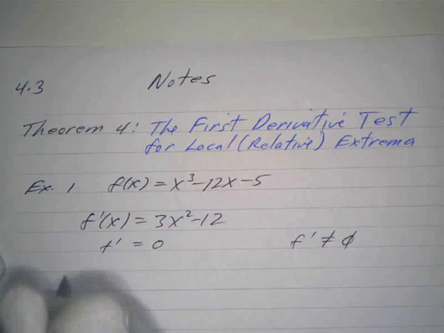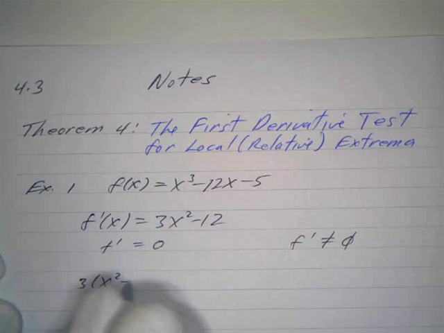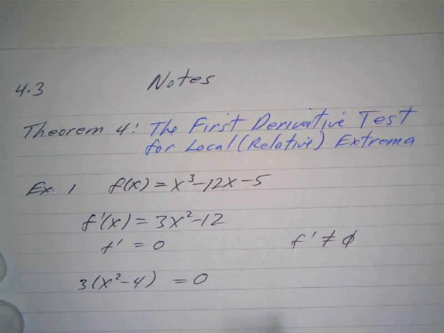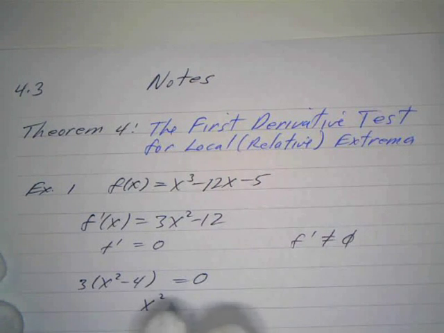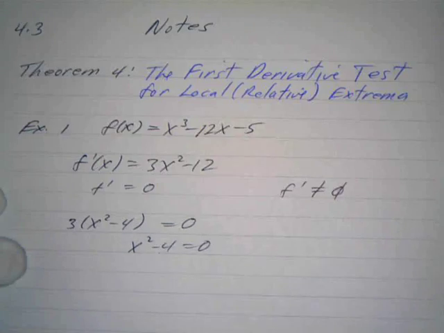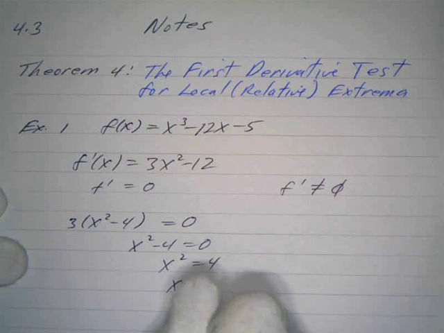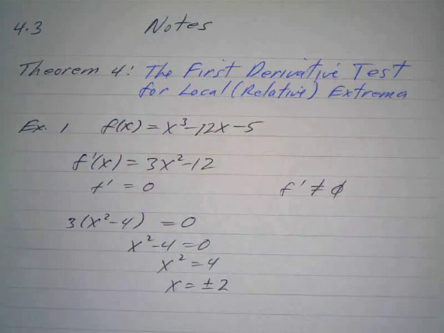So we can factor the 3 out, and we can say 3 times x squared minus 4 equals 0, so x squared minus 4 equals 0 if we divide both sides by 3, and then we just say x squared equals 4, so x equals plus or minus 2. So those would be our two critical numbers.